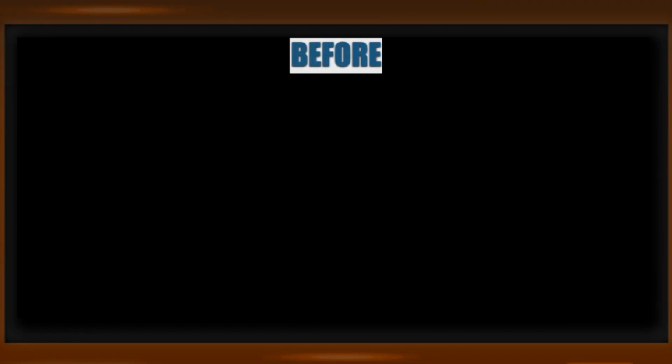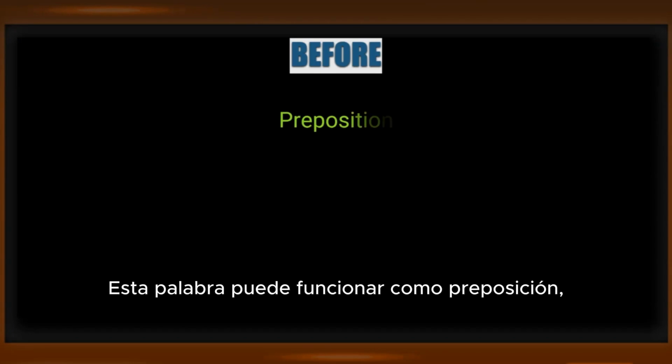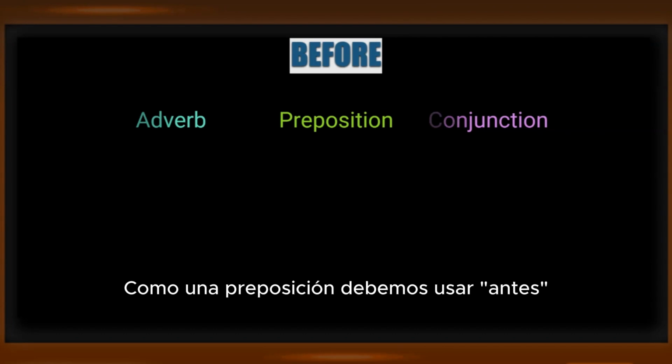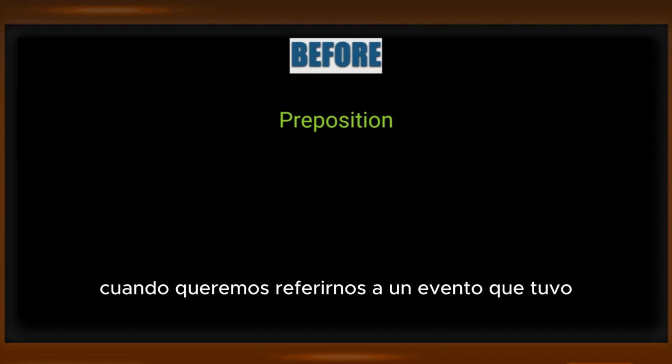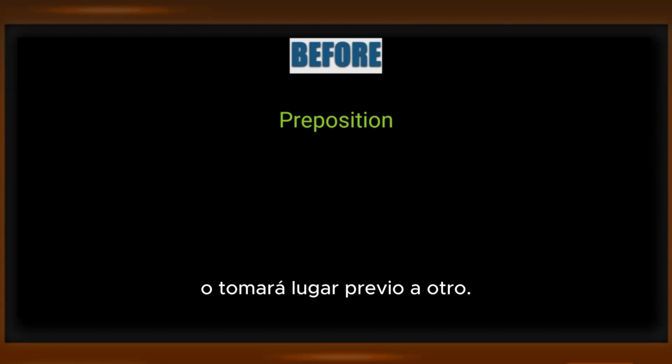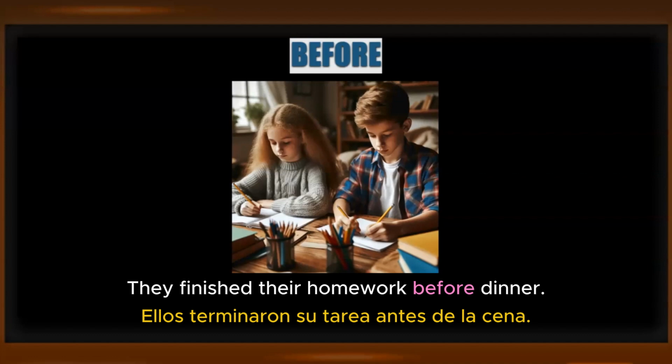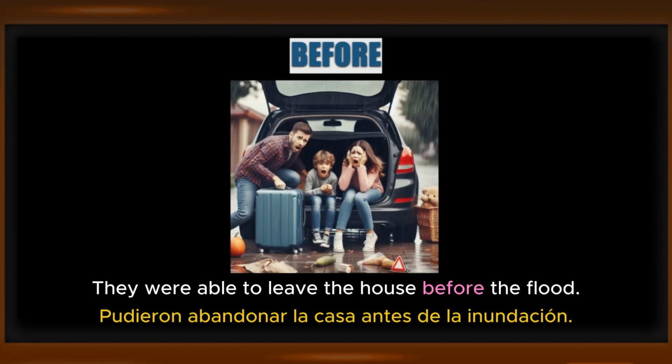Before. This word can function as a preposition, adverb, or conjunction. As a preposition, we must use before when we want to refer to an event that took or will take place prior to another. Examples. Please call me before you come. They finished their homework before dinner. They were able to leave the house before the flood.